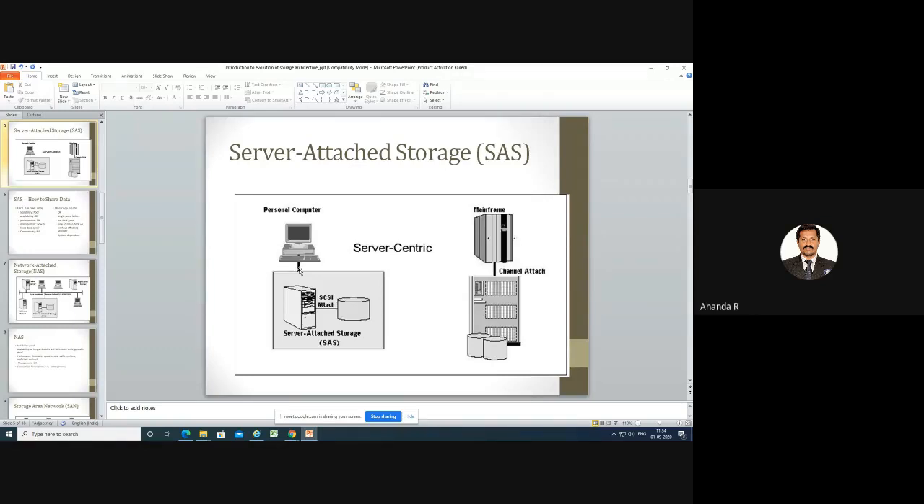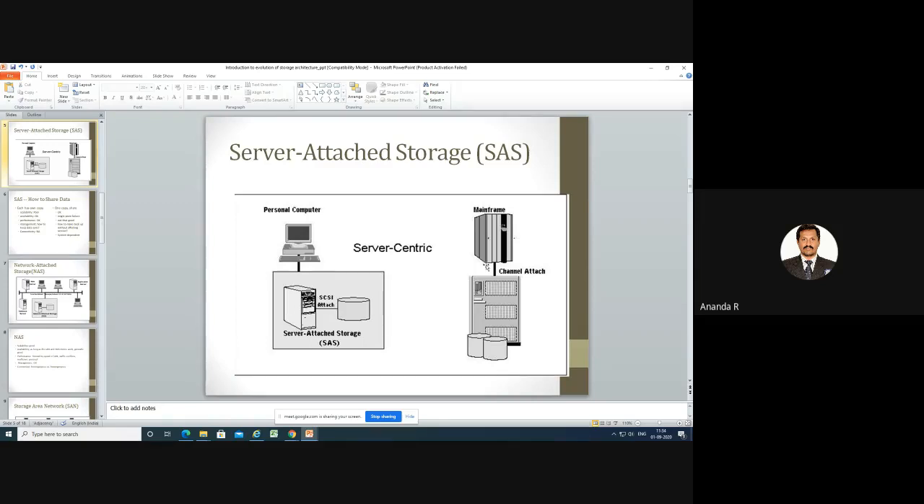As you can see in this diagram, we have a personal computer connected to our server attached storage. This is my server, which I'm calling SAS, and there is a storage device attached to this server. The personal computer is accessing this server, and through the server we are transferring data to the storage system and accessing data from it. This is one small example.